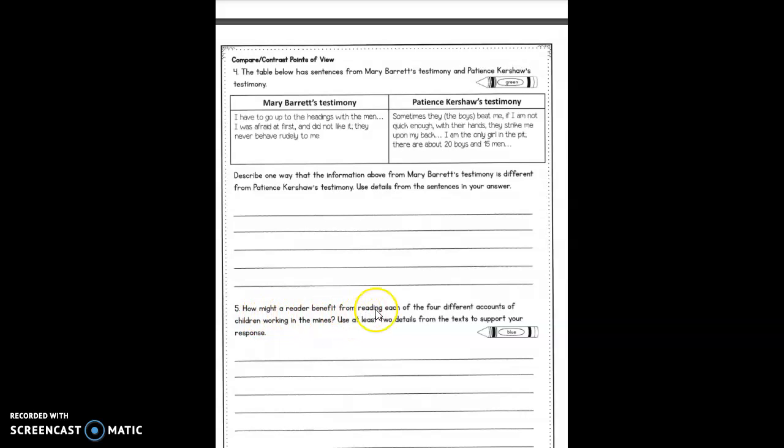How might the reader benefit from reading each of the 4 different accounts of children working in the mines? So how can you benefit by reading different points of view instead of just one specific person? How is that a benefit for you? It says to use 2 details to support your answer, and again, this is in blue.